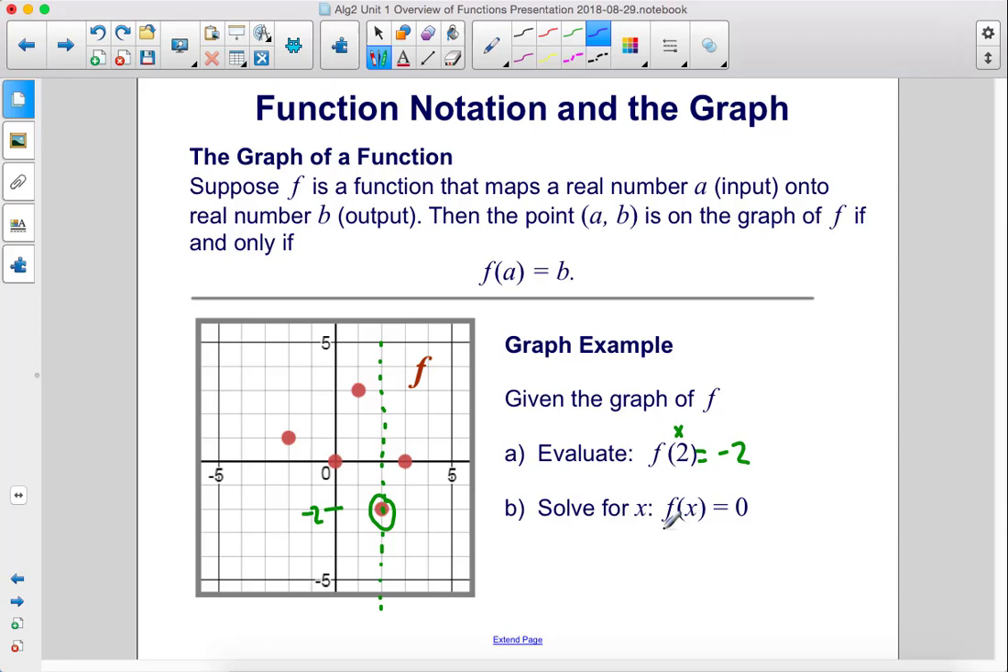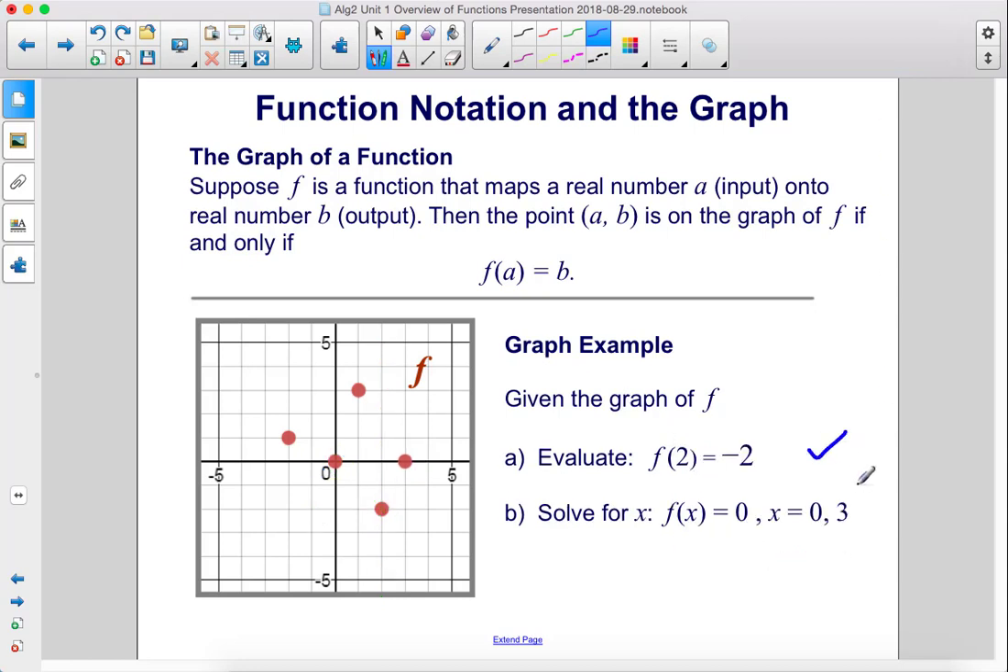Solve for x. f(x) equals 0. So that means that the y value is 0. Now that happens at 2 different points, which is okay. You're allowed to have 2 different points that end up at the same y value. You just can't have 2 separate points that have the same x value. So the answer to this would be when x equals 0 and when x equals 3. Both of those are going to give you a y value of 0. And we are correct.